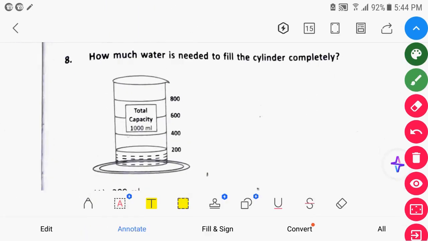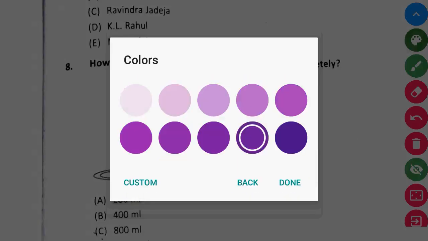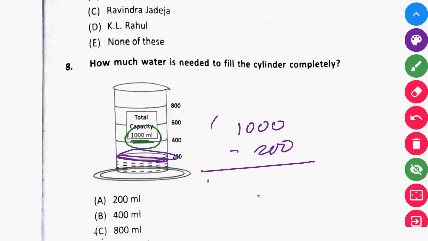Now how much water is needed to fill the cylinder completely? Now the cylinder's capacity is 1000 ml. Okay, and how much is it filled? It is filled up to 200 ml. So how much water is needed to fill it completely? What we have to do here? We have to subtract this 200 which is filled from the total capacity. Okay, so you get the answer. So this is for homework.